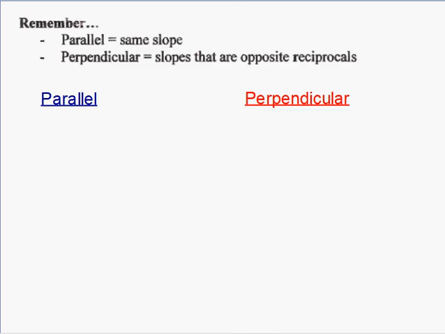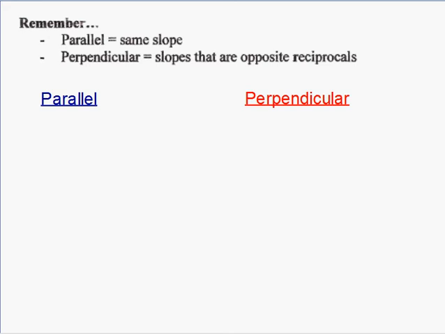Okay, so our goal here is to write the equation of lines that are parallel or perpendicular to lines that we already have the equation of. A little background information that we need to know, and something that we talked about a couple weeks ago, is that parallel lines have the same slope and perpendicular lines have slopes that are opposite reciprocals, meaning that the slope flips upside down and the sign is different.